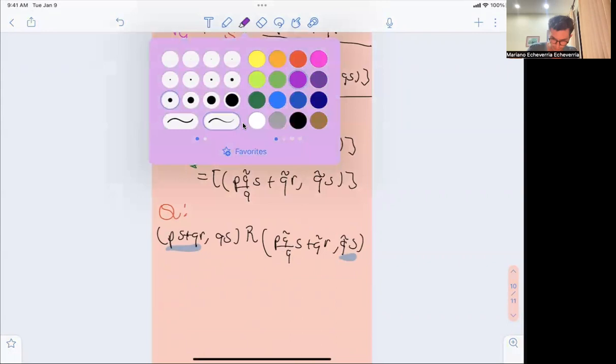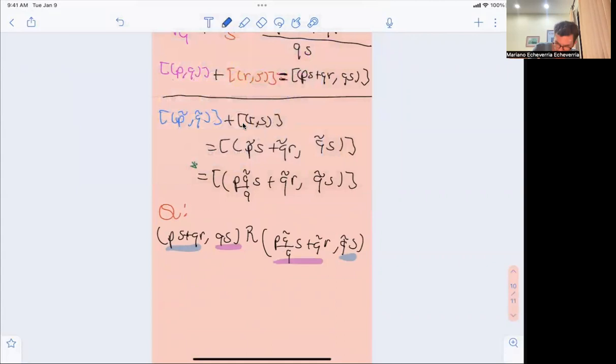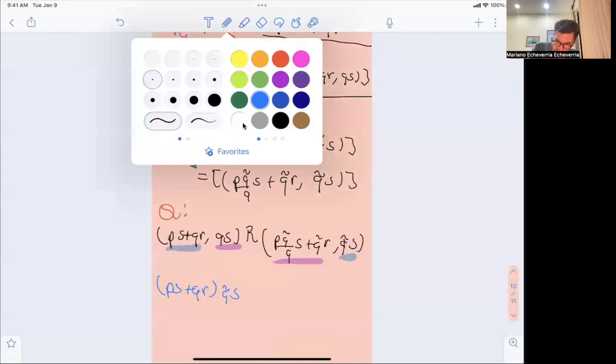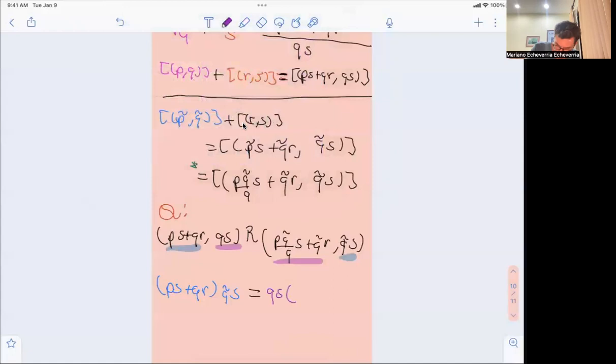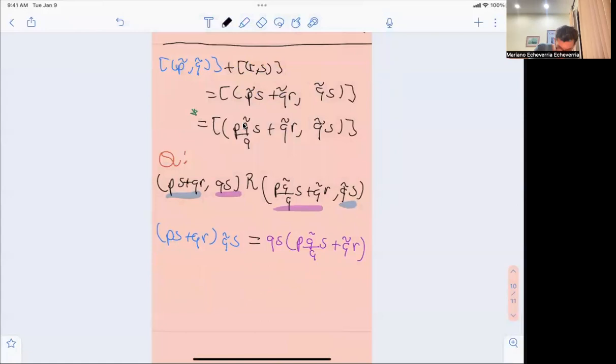So when you multiply the blue ones, you get PS plus QR times Q tilde S. The question is whether this is the same as QS times P Q tilde over QS plus Q tilde R, right? And the left hand side gives you P S squared Q tilde plus Q R Q tilde S.